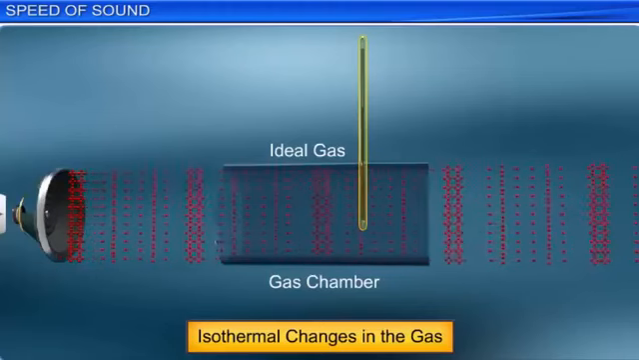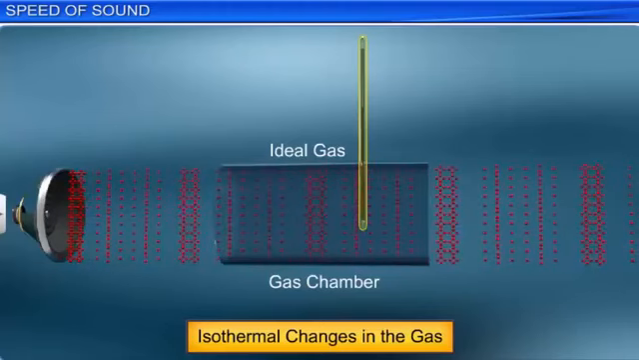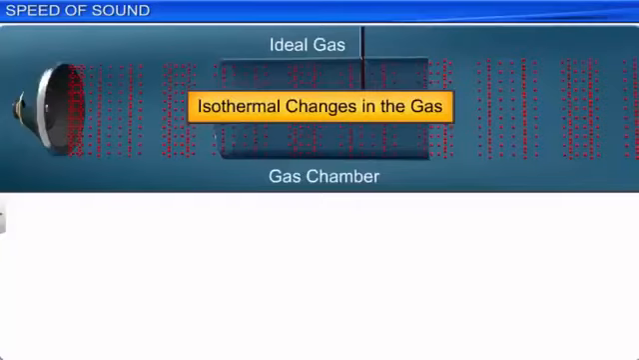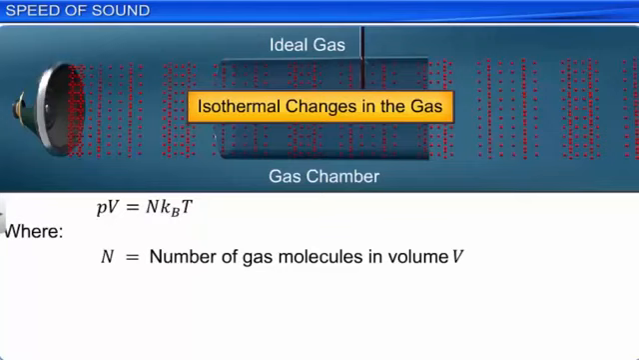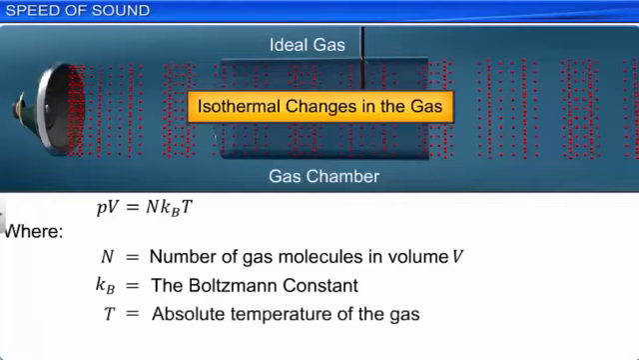For an ideal gas, under isothermal conditions, the relationship between pressure P and volume V is expressed as PV equal to NkBT, where N is the number of gas molecules in volume V, kB is the Boltzmann constant, and T is the absolute temperature of the gas. The quantities on the right-hand side of the equation are constant. Hence, PV is equal to constant.